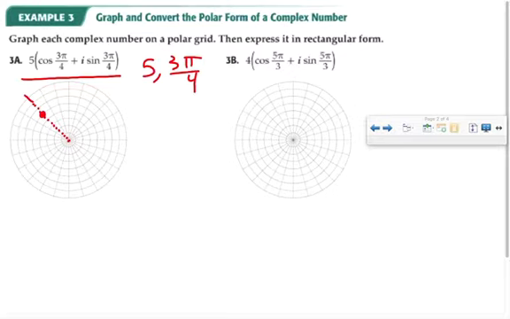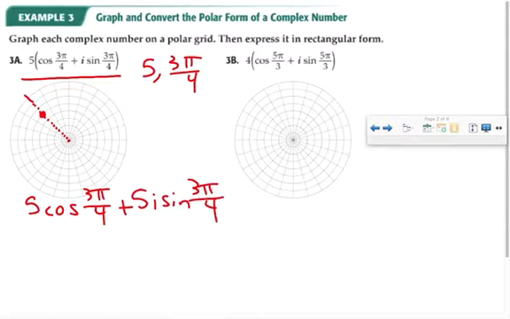Here is my point. And in order to rewrite it in rectangular form, all I'm doing is distributing the 5 and working out the trigonometry. So if I distribute the 5, I have 5 times the cosine of 3 pi over 4 plus 5i times the sine of 3 pi over 4. So let's just simplify that out in our calculator.